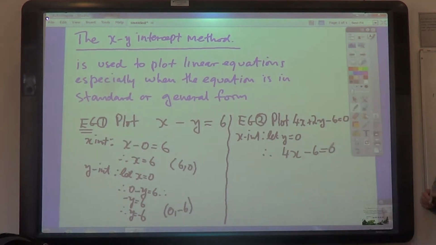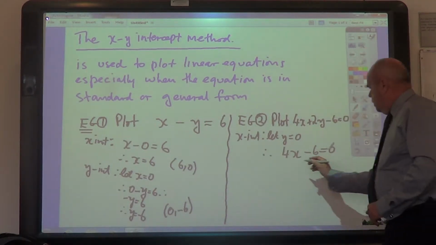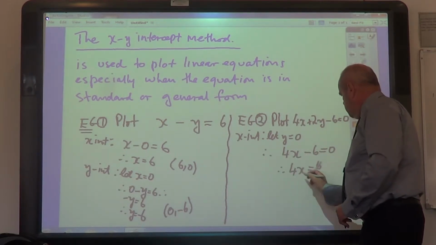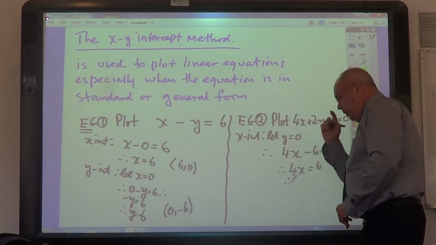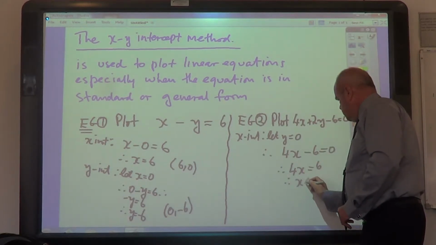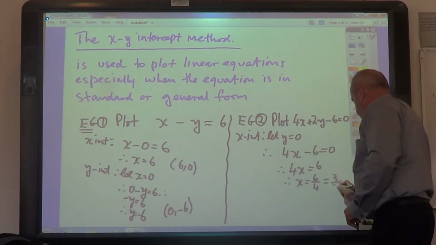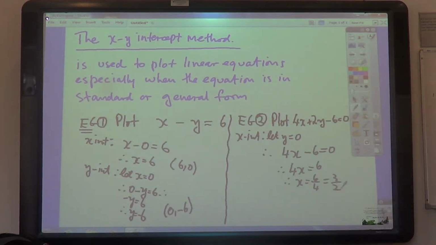Okay, so now we've got a little linear equation to solve, which I hope is not going to be too difficult for you. First step, add 6 to both sides. Second step, divide both sides by 4. So X equals 6 on 4, which of course equals 3 on 2. No need to write that as 1.5. In high-level mathematics, we tend to prefer improper fractions.